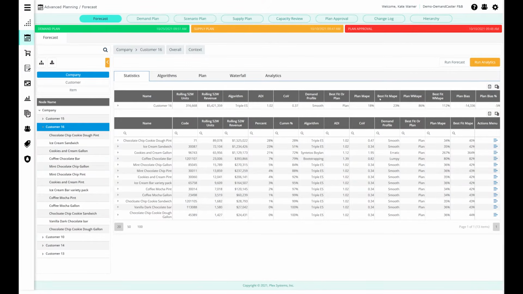For food and beverage manufacturers, staying ahead of demand is really important to be able to proactively plan materials, avoid critical stockouts, and spoilage of materials that don't sell. By starting with the demand profile of items in Plex, we can determine the best fit statistical forecast to plan customers and items.